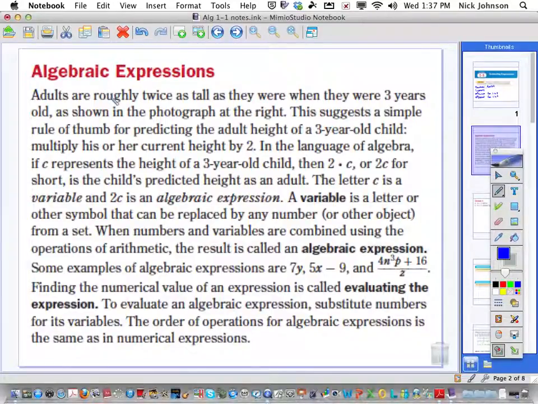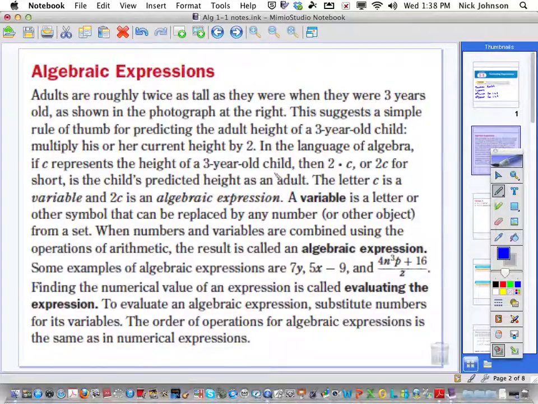Algebraic expressions, what do they look like? Adults are roughly twice as tall as they were when they were 3 years old. As shown in the photograph at the right, this suggests a simple rule of thumb for predicting the adult height of a 3-year-old child. Multiply his or her current height by 2. In the language of algebra, if C, that's my variable, represents the height of a 3-year-old child, then all you would have to do is take 2 times C, or 2C for short, which is the child's predicted height as an adult.